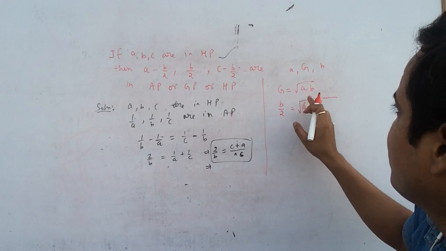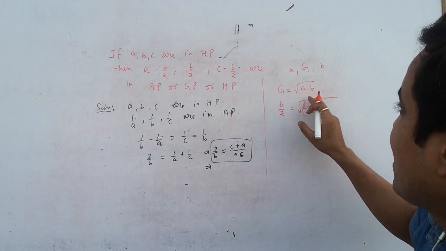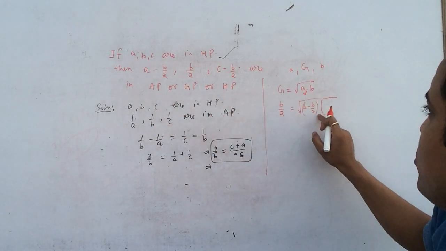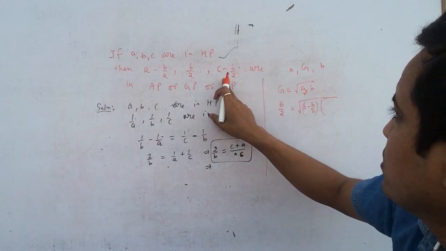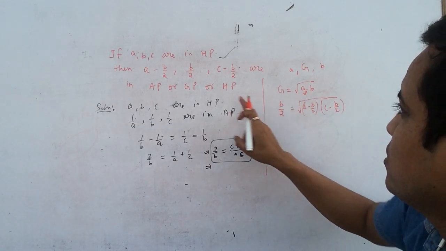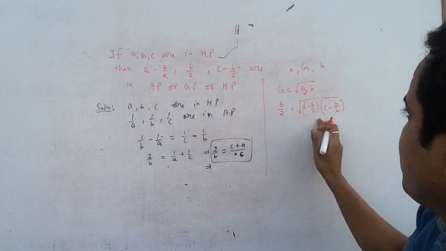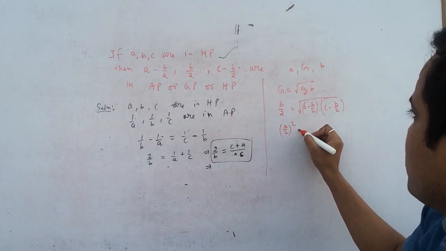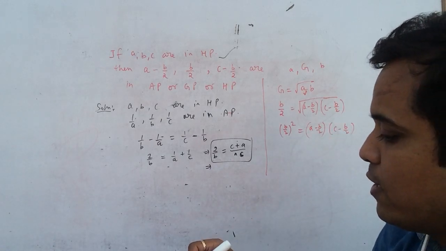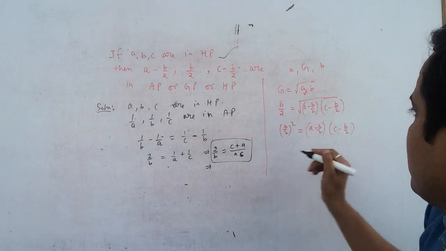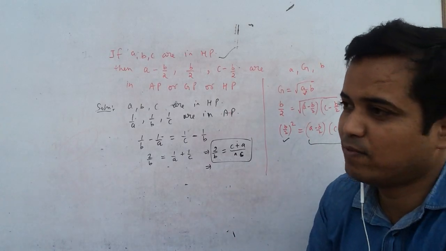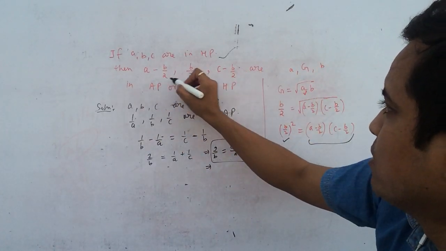So in this way, if I change the values here, A is actually A minus b by 2, and B is C minus b by 2. And what is G here? G is b by 2. So here you have to check: b by 2 whole square equals a minus b by 2 times c minus b by 2. You have to check only the right hand side. Find the product, and if you get b by 2 whole square, then the terms would be in geometric progression.